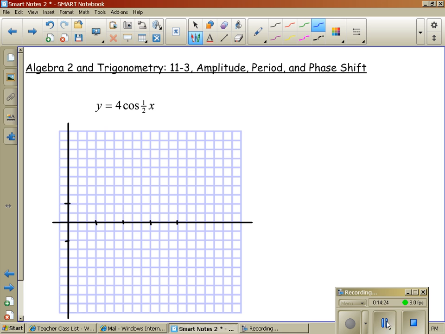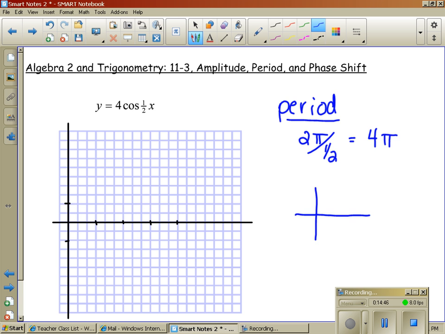Next one. Okay, so 4. It's going up to 4 instead of up to 1, down to -4. Half, meaning half of the cycle, period. So we're taking 2 pi, dividing it by the number in front of x, so our period is 4 pi. Graph your basic cosine function off to the side. Starts at 1, goes down to -1, ends at 1.